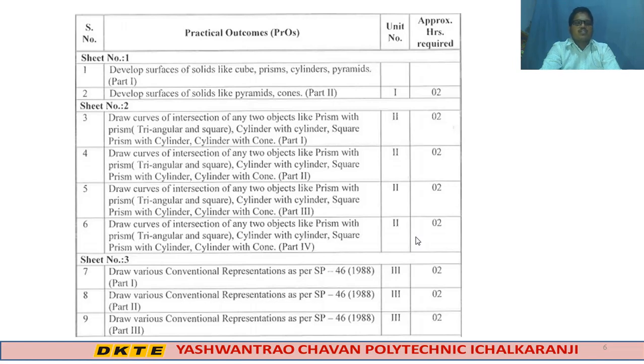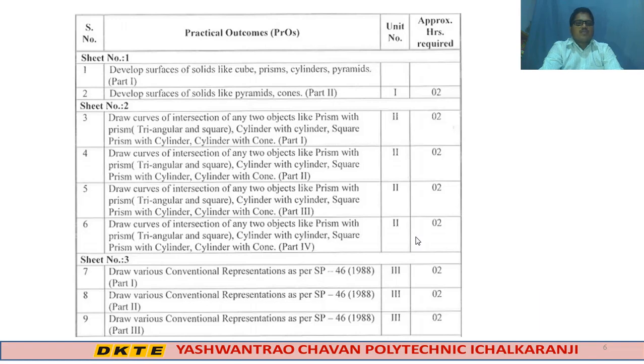Sheet number 2 is on intersection of solids. In that, it says you will take a total of 4 sheets, but it is not compulsory to take all 4 sheets. At the end I will say how many practicals or how many sheets you will take for your practical purpose.